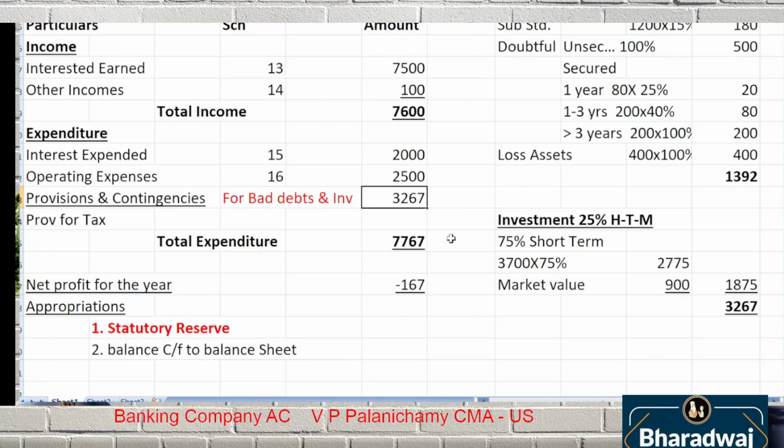Long-term investments, no issue. They are held for maturity. They are valued at cost, always valued at cost. Short-term investments only, cost or market value, whichever is less. Cost is 2775. Market value is 900. So there is a reduction in the value of investment which we provide.